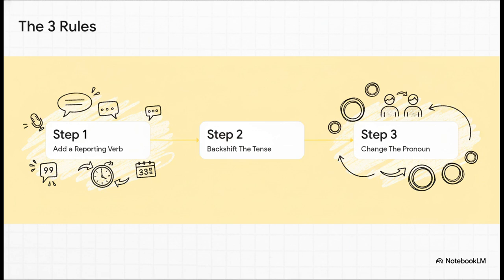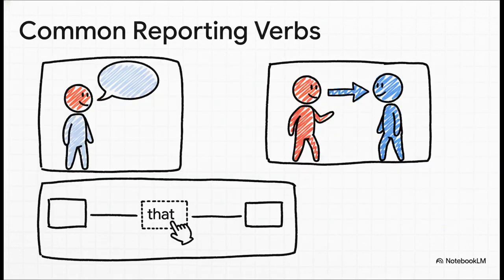So let's take a closer look at that very first step. The most common verbs you're going to use are said and told. And the difference is actually really easy. With said, you don't have to say who the person was talking to. But with told, you have to mention the listener, like she told me. Oh, and a quick tip, that little word that is almost always optional. She said she was tired is perfectly fine.